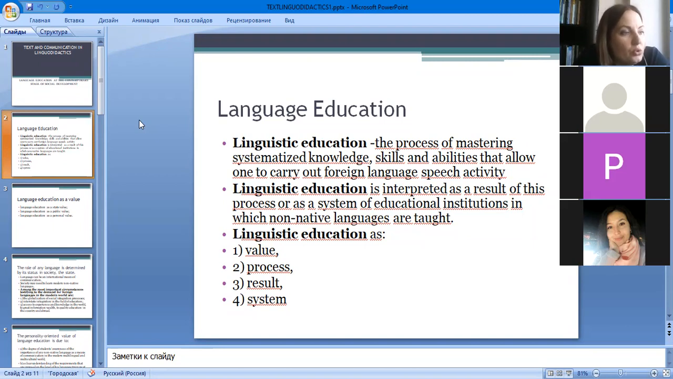Such a disagreement of views on the essence of the term language or linguistic education testifies on the one hand to its versatility, and on the other hand to the desire of didactics and methodologies to focus only on certain aspects of functioning of language education, which of course doesn't allow to see the essential characteristics of this phenomenon as a whole. So therefore, in our opinion, it would be correct, taken as the starting point, to analyze this term as multidimensional concept and to consider linguistic education as value, process, result, and system.